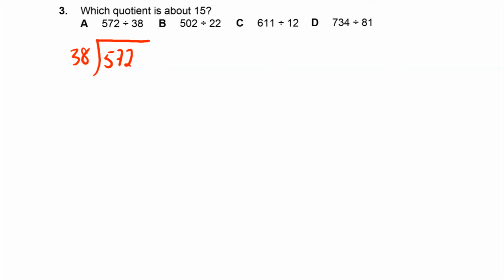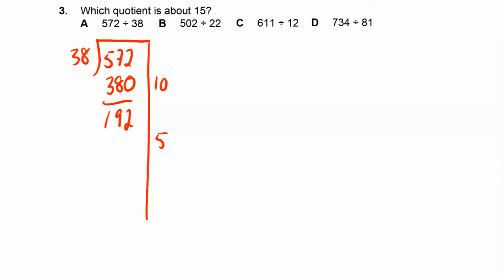So 572 divided by 38. We're asking whether the quotient is going to be 15. So we'll start off by doing 10. Those are easy numbers to work with. 380. 572 minus 380 is 192.